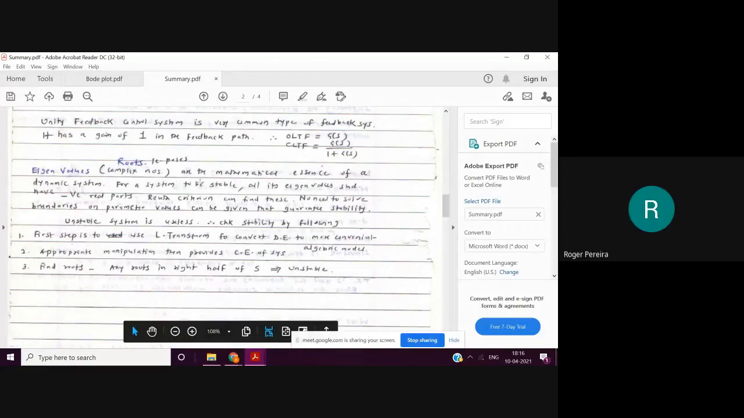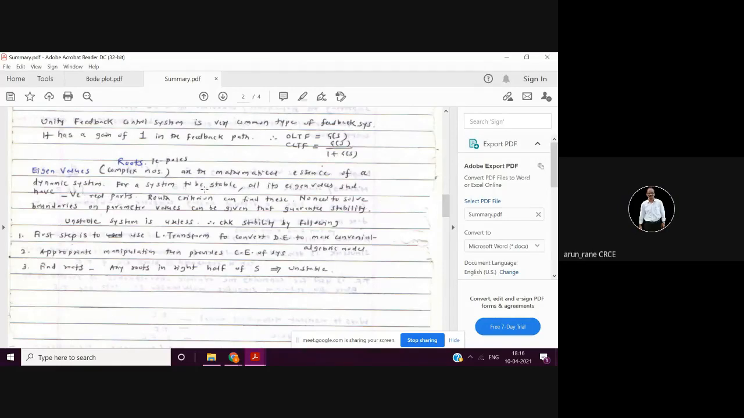Eigenvalues are the mathematical essence of a dynamic system. For a system to be stable, all its eigenvalues should have negative real parts. Routh criteria can find this, so no need to solve. Boundaries on parameter values can be given that guarantee the stability. Unstable system is useless. We don't want unstable system.